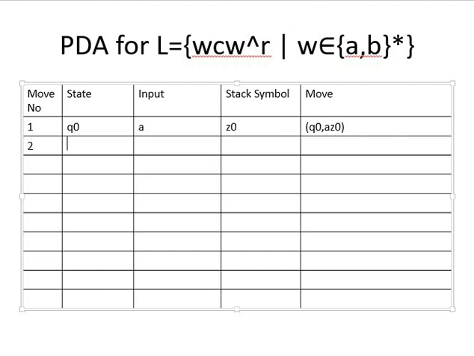What another possibility can be, that initially I will be in state q0, top of the stack will be z0, and input b appears. What we are going to do, we have to push it on the stack. We will not change our state, so we have pushed b on the stack.